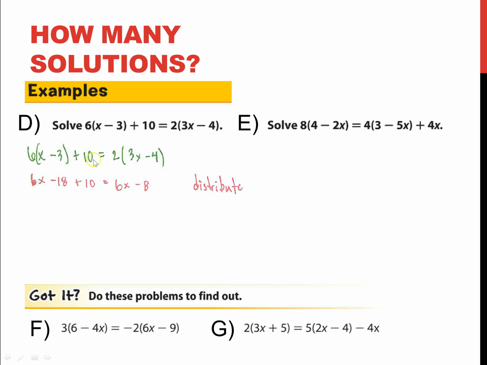Negative 18 and plus 10, same side, same operation. So different signs I subtract. So 18 minus 10 is 8. Keep the sign of the larger number.